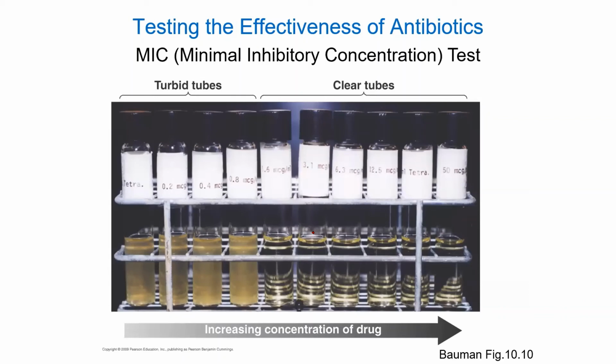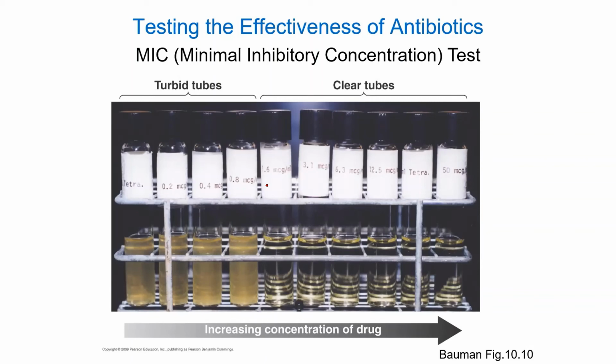This is called an MIC test, or a minimal inhibitory concentration test. I've done these as well. What we have here is tetracycline again, and you've got the concentration written on the test tube. So you've got 0.2 micrograms per mil, 0.4, 0.8, 1.6, 3.1, 6.3, 12.5, and so on. They've just doubled it or halved it, depending on how they make the dilutions.